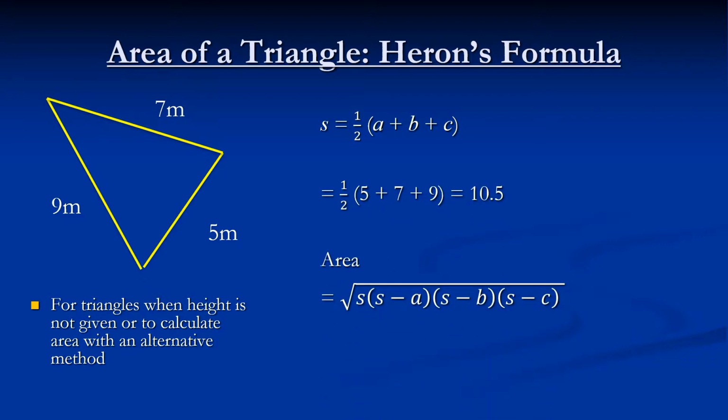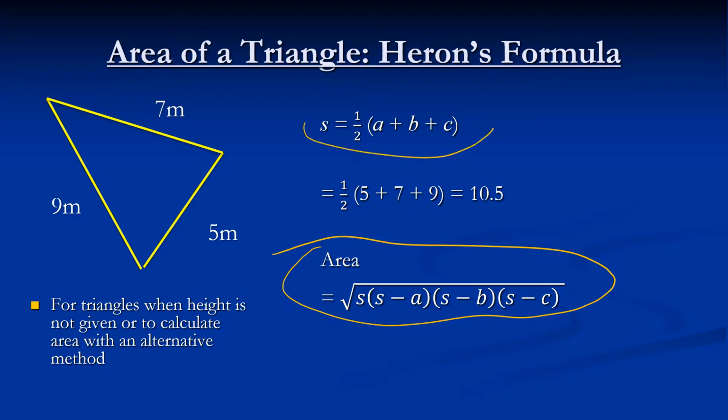Area equals the square root of S, open brackets, S minus A, close brackets, open brackets, S minus B, close brackets, open brackets, S minus C, close brackets. And S, in this case, is half of side A plus B plus C.